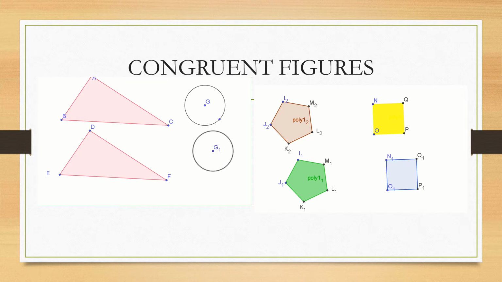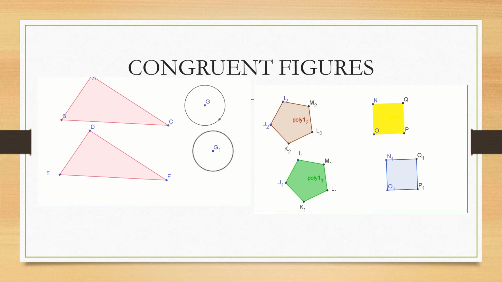Is there any other way by which we can know that other figures are congruent? In case of triangles, we have certain methods by which we will know whether they are congruent or not. Other figures can be tested for congruence just by superimposing them over one another.